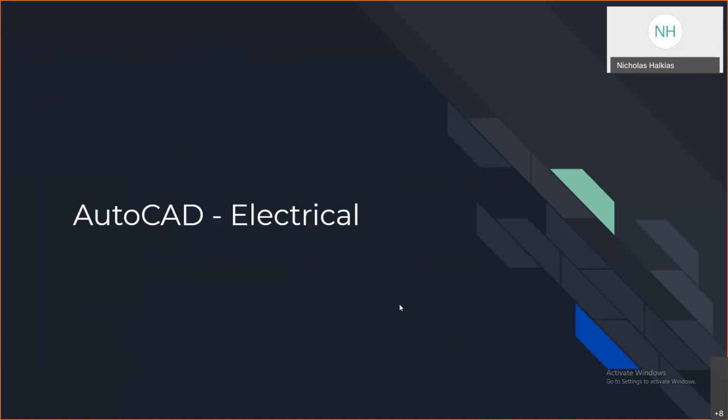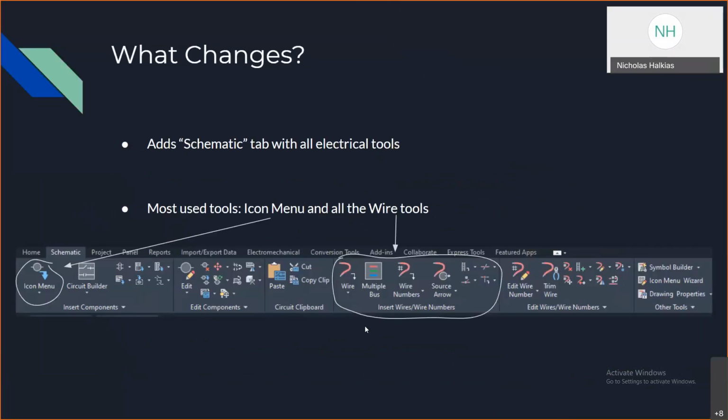And now, more specifically, AutoCAD Electrical. So again, these are the specialized toolsets that they offer, like before we mentioned architecture, mechanical, and this is AutoCAD Electrical. So what specifically changes? It adds the schematic tab. As you can see, it's right next to Home.